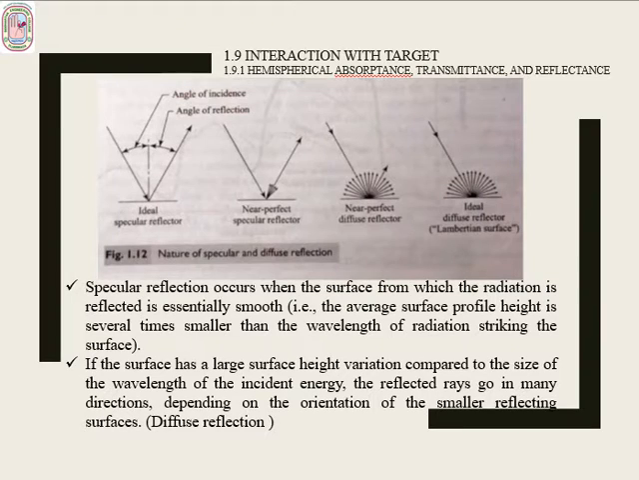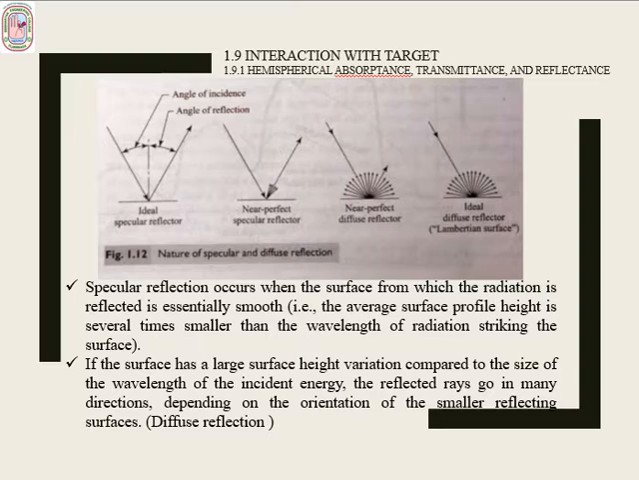So, the specular reflection occurs when the surface from which the radiation is reflected is essentially smooth, as we discussed earlier. That is, if the average surface profile height is several times smaller than the wavelength, then it should be taken as a smooth surface. If the surface has large height variations compared to the wavelength of the incident energy, then the reflected rays go in many directions depending on the orientation of smaller reflecting surfaces. Here, the nature of the specular and diffuse reflection is shown in the figures.